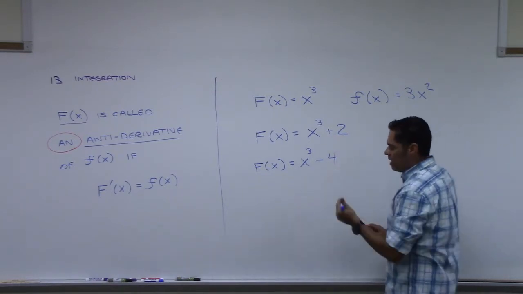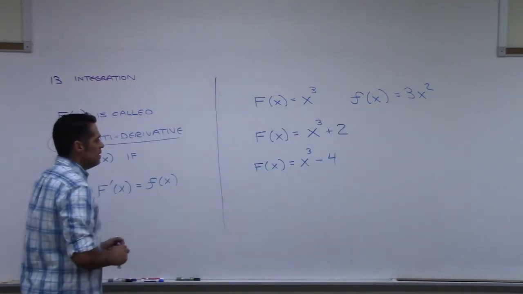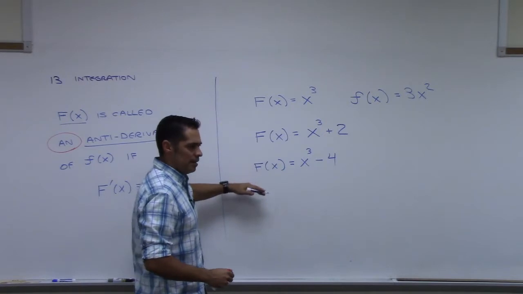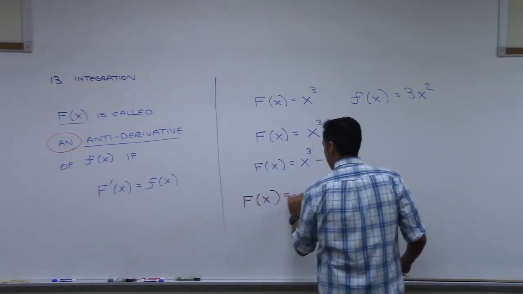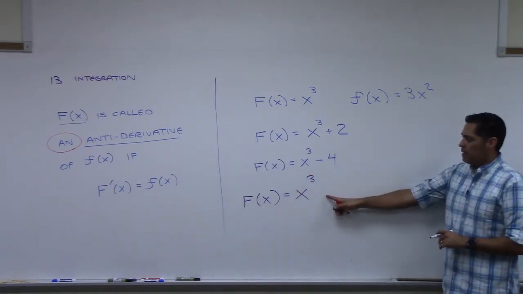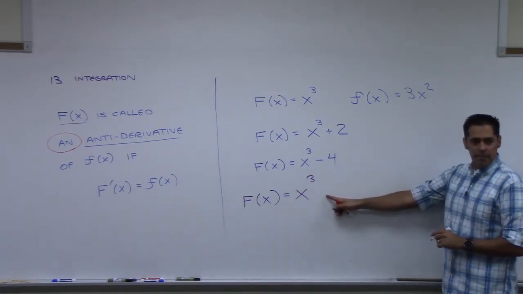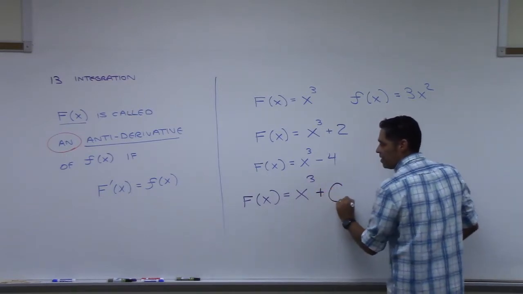So maybe there's a general way that I could write what all the antiderivatives look like. Because all of these look like something. They all have something in common. They all have to have x cubed, right? Do you agree with that? But then I can basically put any number out here, can't I? So what we do is we say plus capital C.